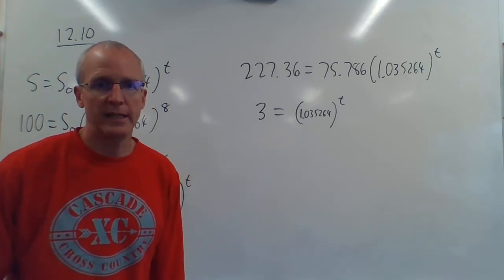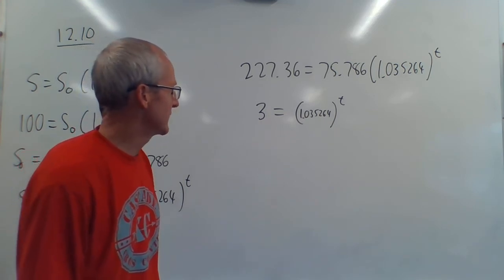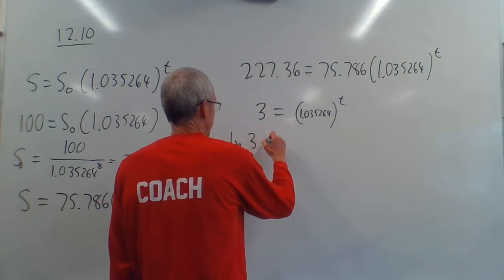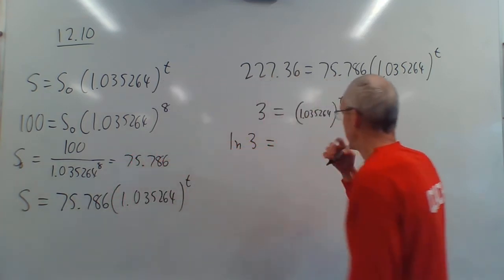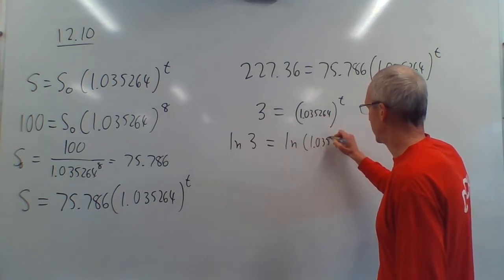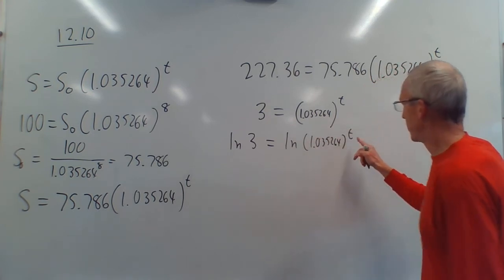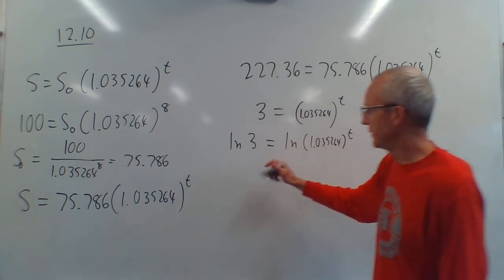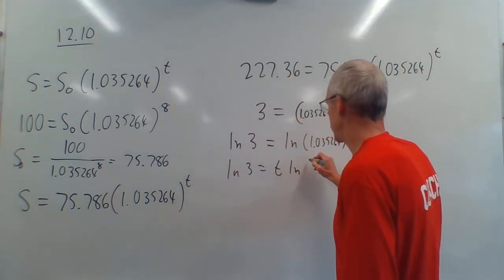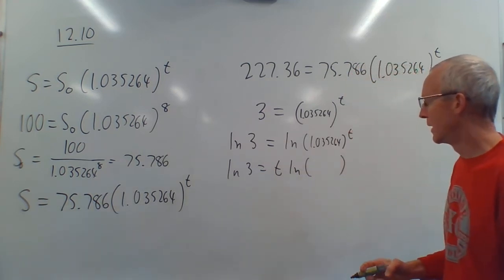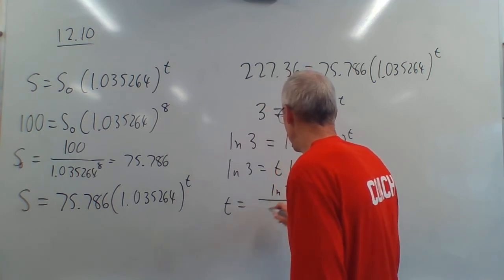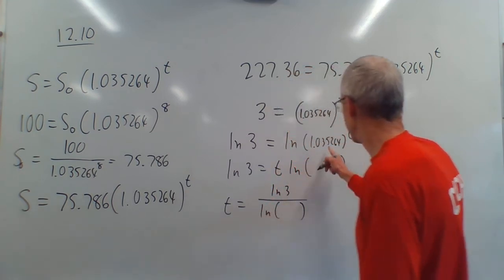You could use the log base 10, but most of the time just use ln. Seems to be the best. So ln of both sides: ln of 3 is equal to ln of 1.035264 to the t. The point of this is the t then can come down. So ln of 3 is equal to t times ln of that number. So t is the ln of 3 divided by the ln of this number.